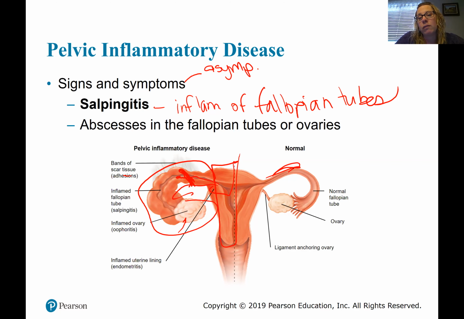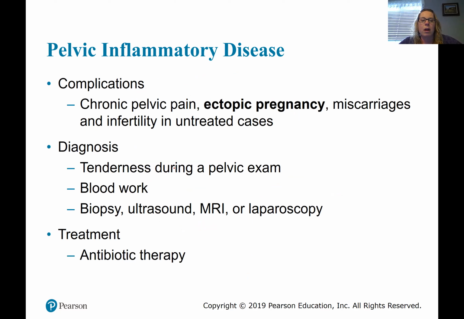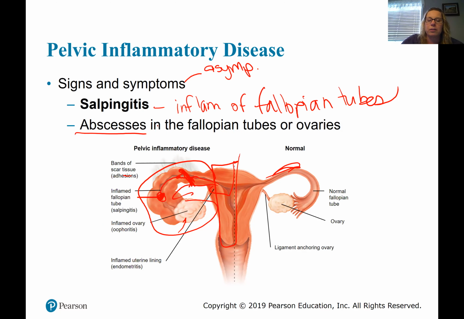And also, even more dangerous is if the sperm can get past the scar tissue and unite with the egg, there could be an ectopic pregnancy that could develop, and that can be life-threatening if that's not diagnosed properly. And abscesses also could develop on the ovaries or the tubes.